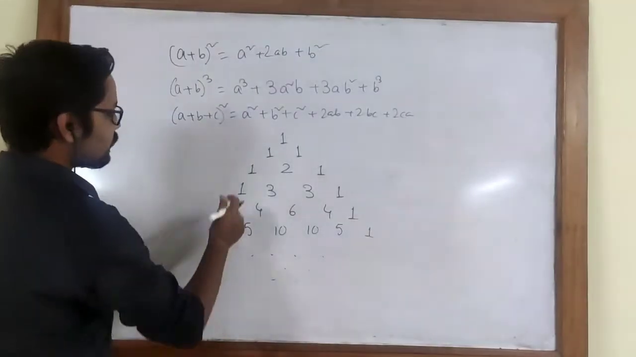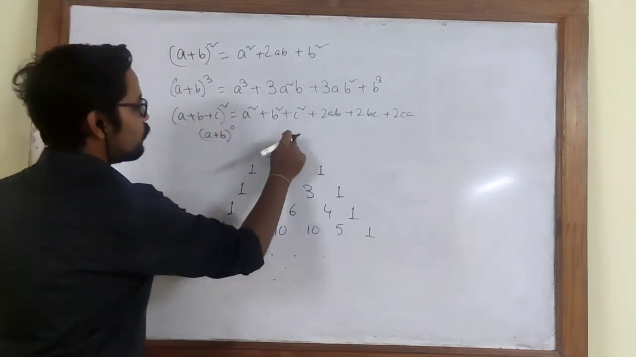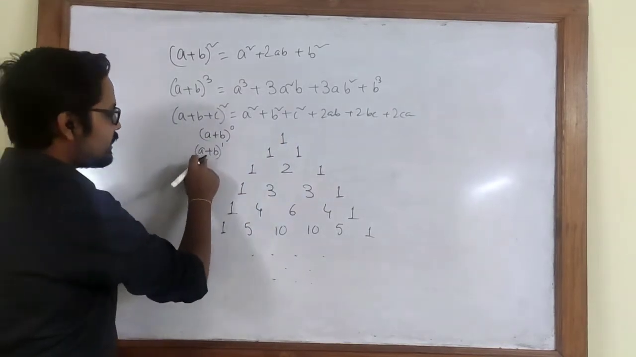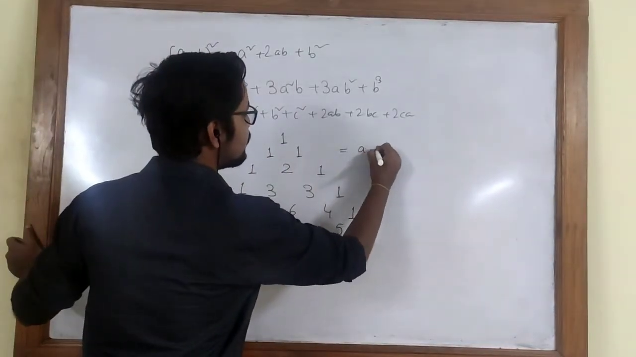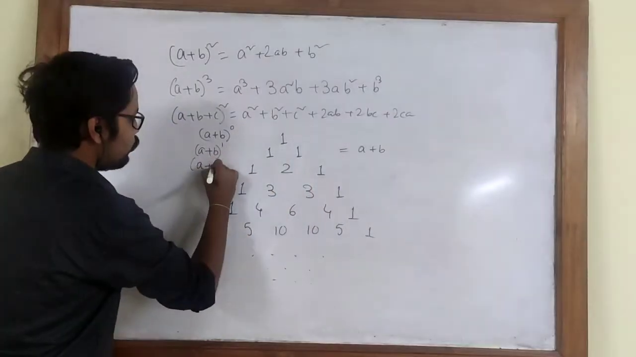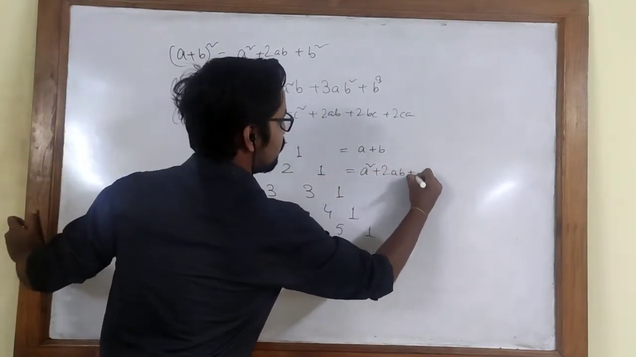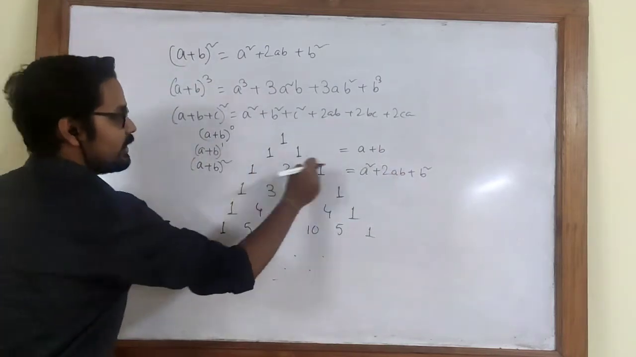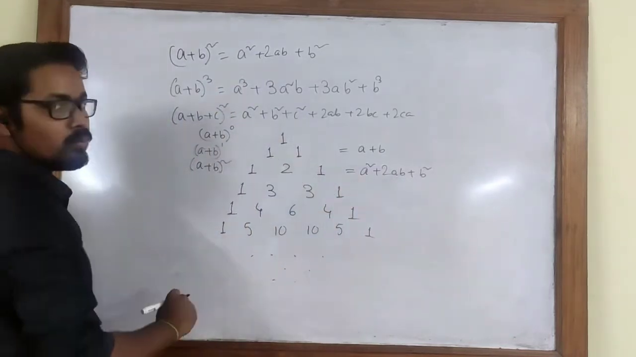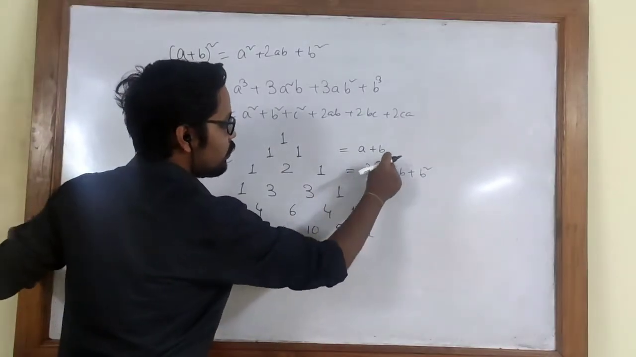If you look carefully, this one is used for suppose (a plus b) whole to the power 0. The formula is this, which is 1. Then we have (a plus b) whole to the power 1. What is (a plus b) whole to the power 1? It is a plus b, where a's power is 1 and b's power is 1. Moving on to (a plus b) whole square, what do we get? It is a square plus twice ab plus b square. So how does this match with this? The coefficient of a square is 1, coefficient of ab is 2, and coefficient of b square is again 1. So this 1, 2, 1 is actually the coefficient of the variables.